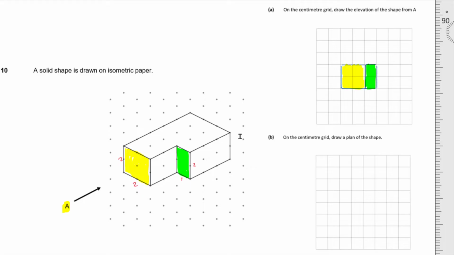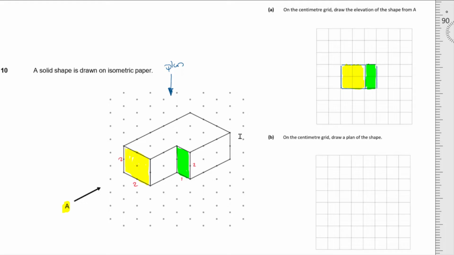Okay, now part B says draw a plan of the shape. Now you can think about the plan in two ways. You can either think of it as a bird's eye view looking down from the top. So that's the plan view from here. Or the other way of thinking about it is it's the footprint of the shape. So if you imagine that was like a cookie cutter, what shape would it cut out if you punched it into the ground? That's what we need to draw.